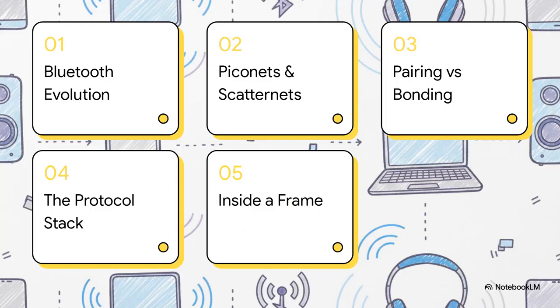So here is our roadmap for today. We'll kick things off with Section 1, the evolution of Bluetooth technology. Then, in Section 2, we'll break down piconets and scatternets. Section 3 is all about pairing versus bonding. Section 4, we'll dig into the Bluetooth protocol stack. And finally, Section 5, we are going to zoom right inside a Bluetooth frame.